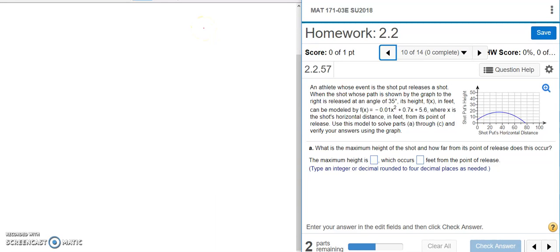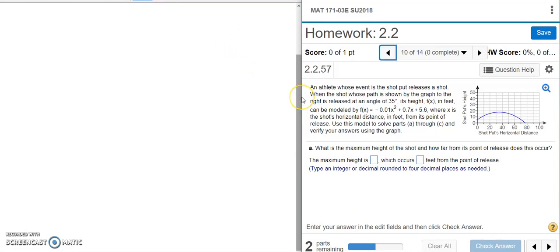Hello guys, so this is our question for section 2.2. This is question number 10, but you'll see this kind of question a lot. This one we're talking about an athlete whose event is the shot put, but this could be throwing a ball through the air or a football or shooting an arrow, anything that follows this kind of parabolic path is going to work generally the same way.